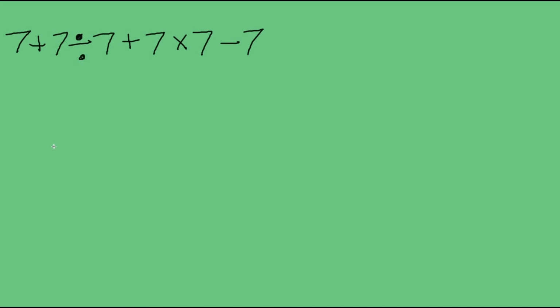Division. We do have divisions. So let's do our division first. So here's our division. Just point it out for you there. 7 divided by 7, that is 1. And what's next? We have multiplication. I'm going to point it out over there in blue. There we go. 7 times 7 is 49.